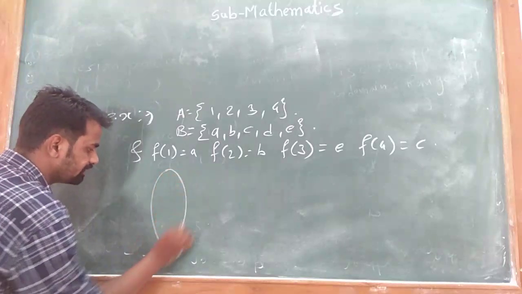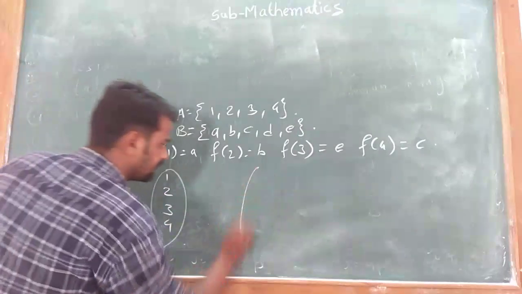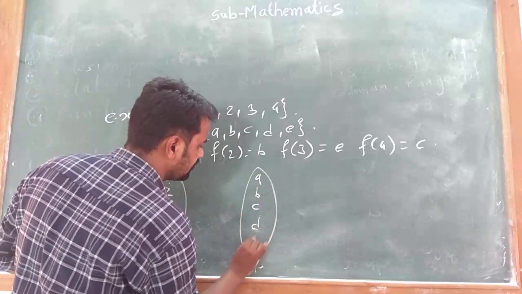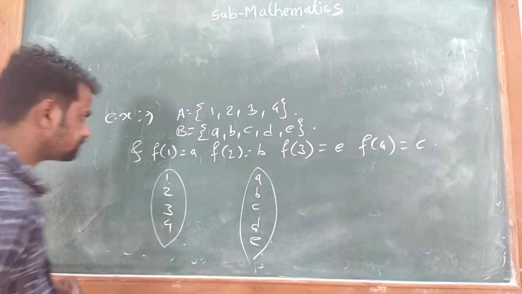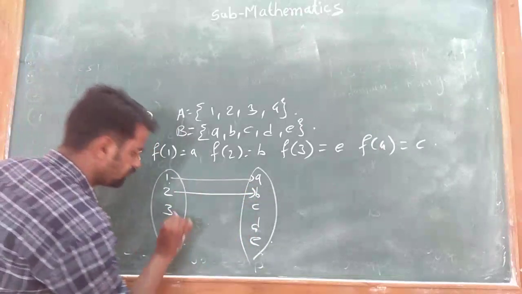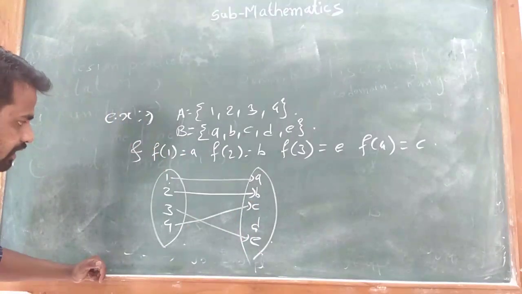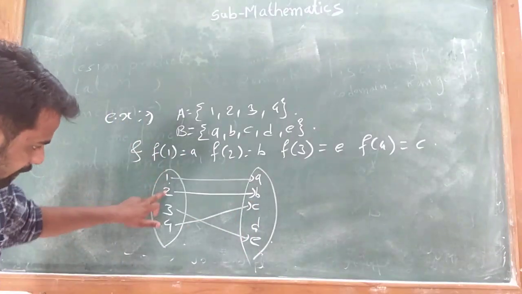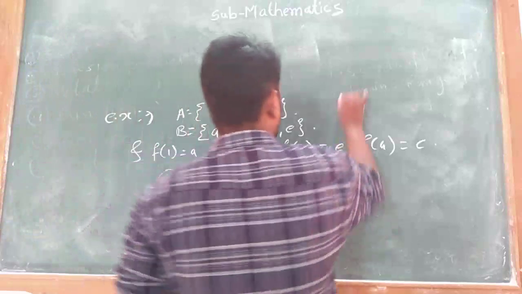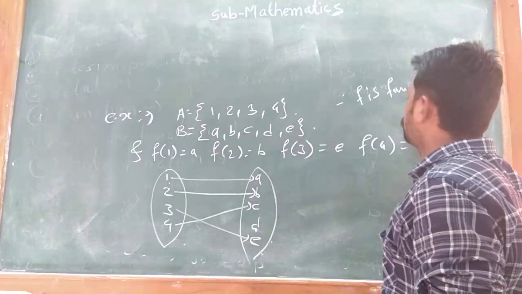Firstly, we denote it in a Venn diagram. Domain is 1, 2, 3, 4 and codomain is A, B, C, D, E. Here 1 goes to A, 2 goes to B, 3 goes to E, 4 goes to C. Here we see that every element in a domain has a unique image in a codomain. Therefore, F is a function.